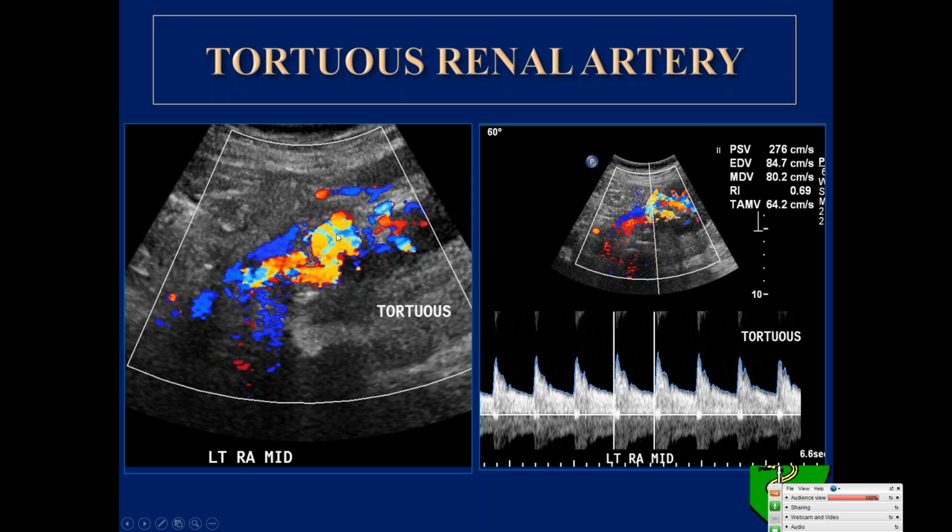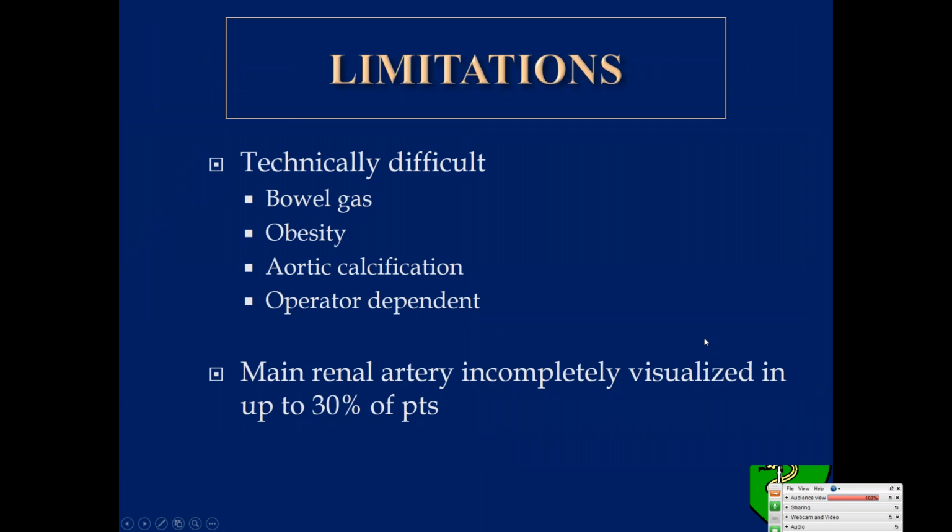And this is an example of a tortuous vessel. If peak systolic velocities are taken from the area where it takes a very sharp turn, then peak systolic velocities may be really elevated, but there is no stenosis here.